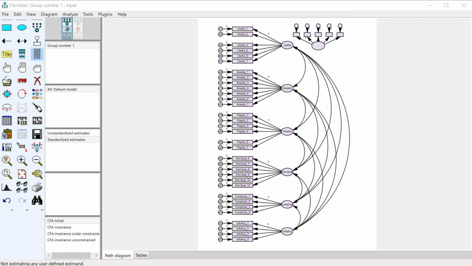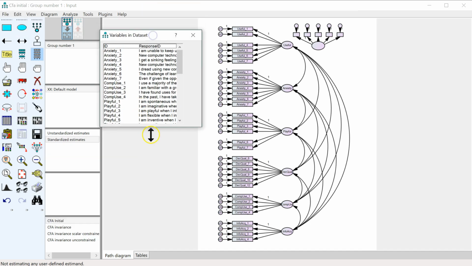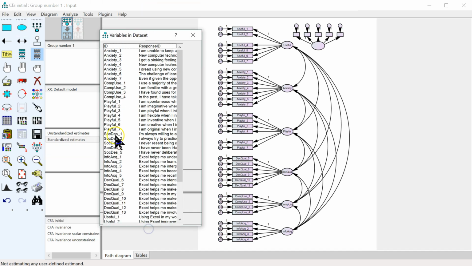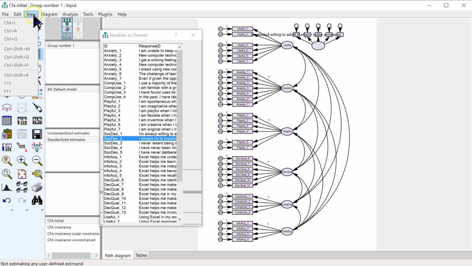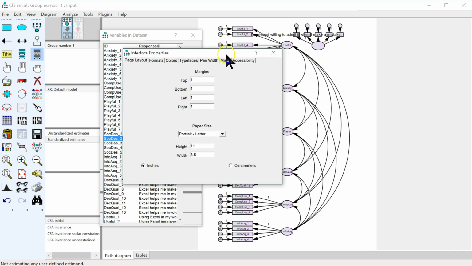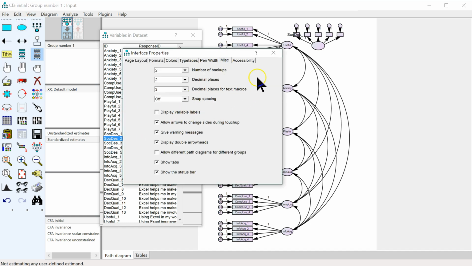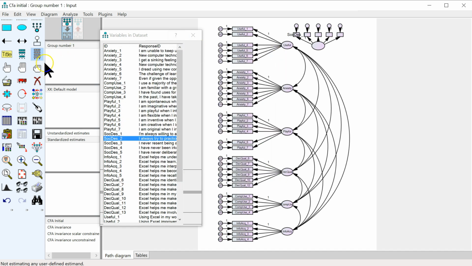Oops, I can't move. Oh, just a sec. Here they are. Social desirability, 1. Whoops, control Z. Z, there you go. Social desirability, 1. And 2, and I'll fix these in just a sec. Oh, I have to fix them now. Diagram, interface properties, view, interface properties, miscellaneous, display variable labels. Thank you. There we go. Also, I'm going to rotate this.